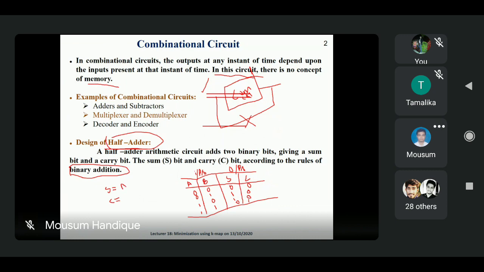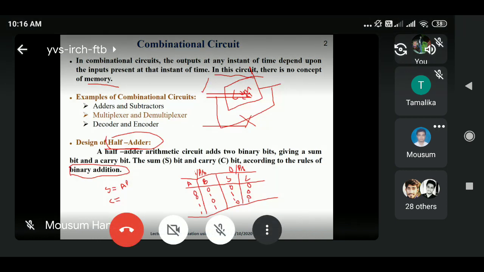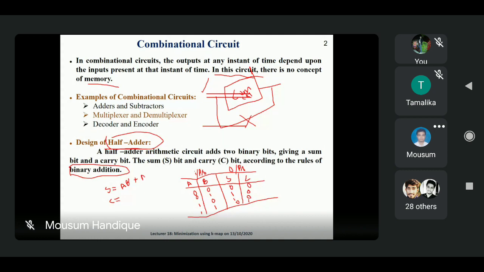A B bar plus A bar B. And A B bar plus A bar B means what? We can write this way also: A XOR B. Because A XOR B equals A B bar plus A bar B.